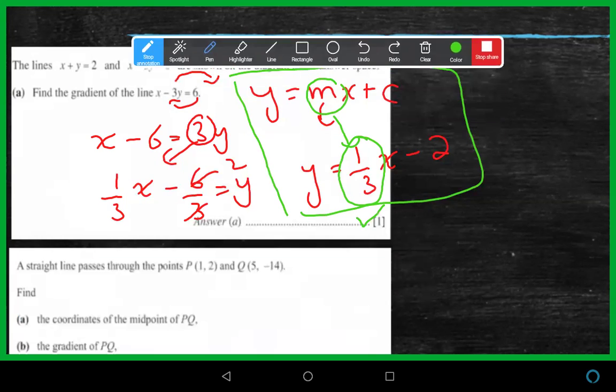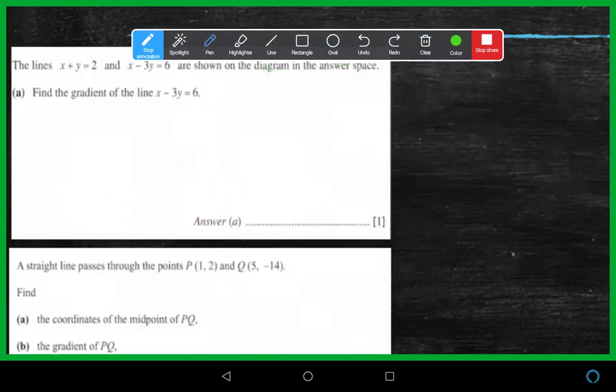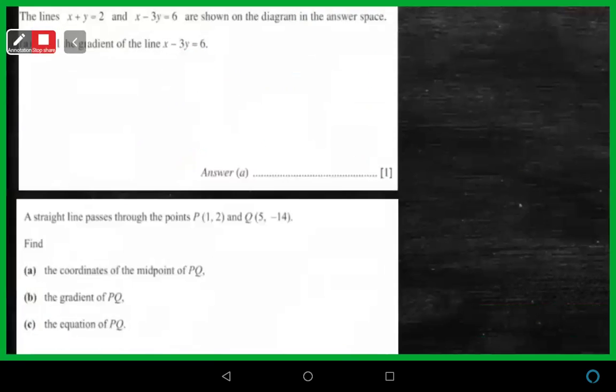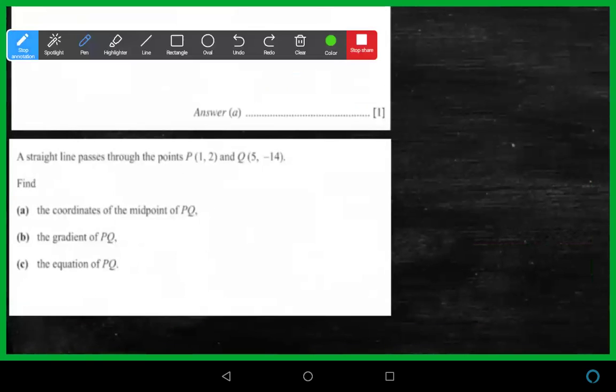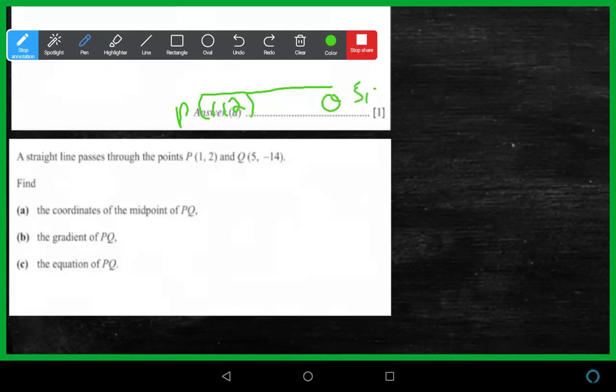Now part number 2, the question 2. The straight line passes through the point. So we have a straight line which is passing through 2 points: P, that is 1 comma 2, and the second point is Q, that is 5 comma minus 14. So this is what they have given to us in this question.